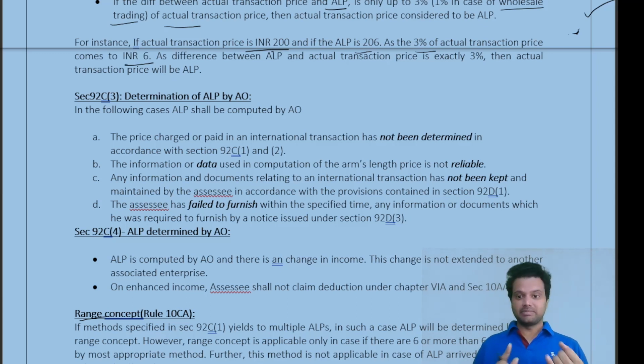The first one is arithmetical mean, which is very simple, and the concept of range is again very simple, but very important. I'm going to explain this concept of range in detail with an example also. So watch this video till the end.